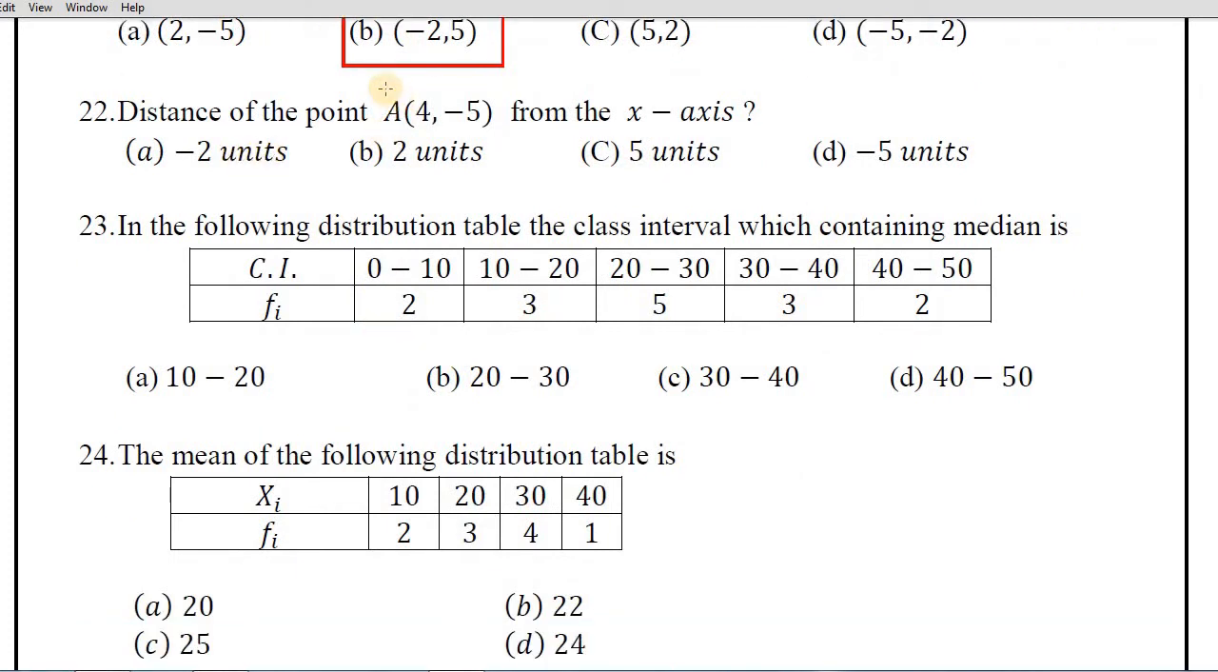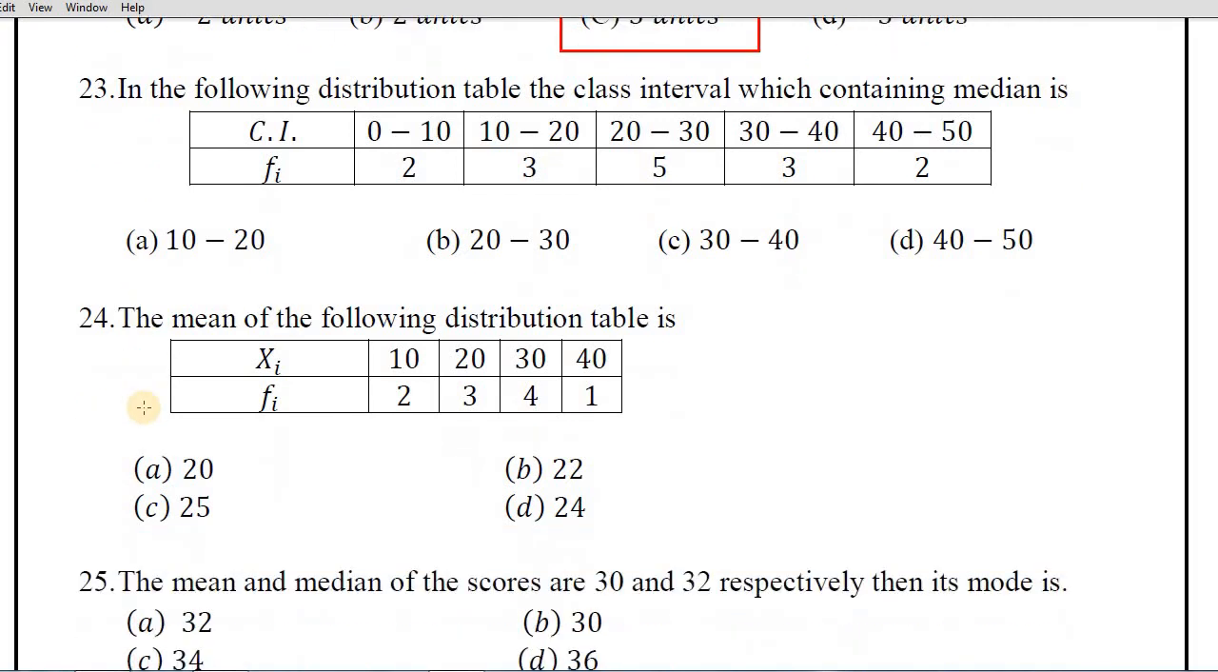The distance of the point A (4, -5) from the x-axis. Such an easy question, but everybody commits mistakes. I said in my earlier videos, whenever they ask for the distance from the x-axis, write the y coordinate value. Your y coordinate is -5. Hence obviously you will go for option D, -5 units. That is wrong. Distance cannot be negative. Use common sense. Hence the right answer is option C, 5 units.